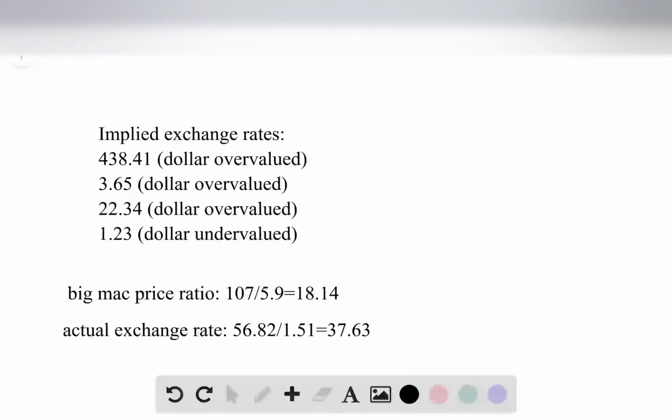So whenever you have a currency that's overvalued, or if you have a currency that's undervalued, we know that over time, purchasing power theory is going to dictate that the overvalued rates will decrease and the undervalued rates will increase. So that, again, over time, the actual exchange rates will move closer and closer to the implied exchange rates.